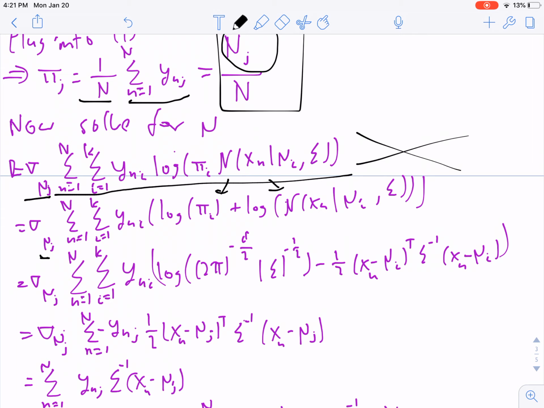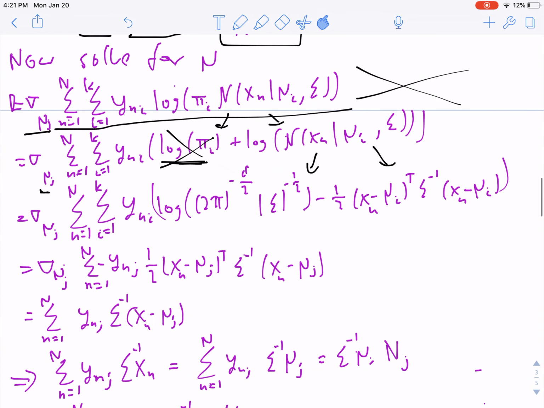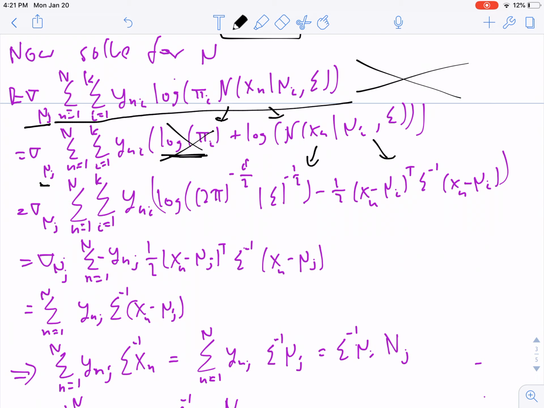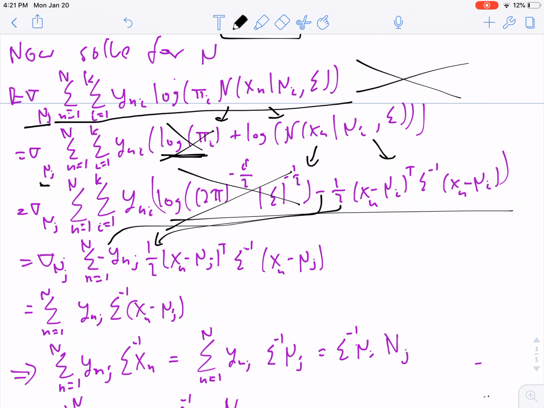And now here I plug in the PDF for the multivariate normal distribution. And we realize log of pi i is not dependent on mu i at all, so we're just going to go ahead and get rid of that. Now, I've used log rules to split up the normal PDF here, and again, see that this first term has no dependence on mu j, so we can get rid of that. And then we just go ahead, we pull this 1/2 out, we pull this minus out.